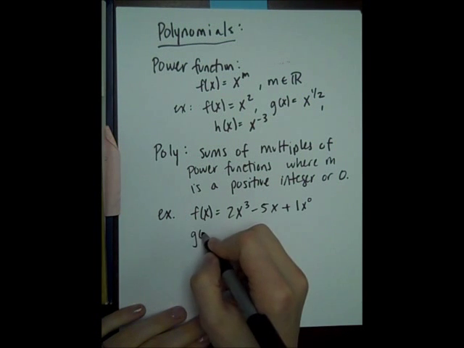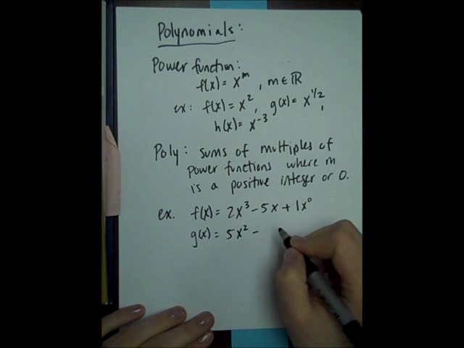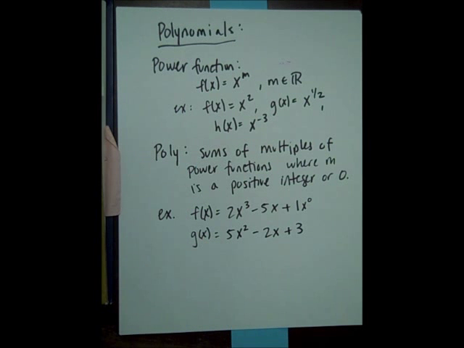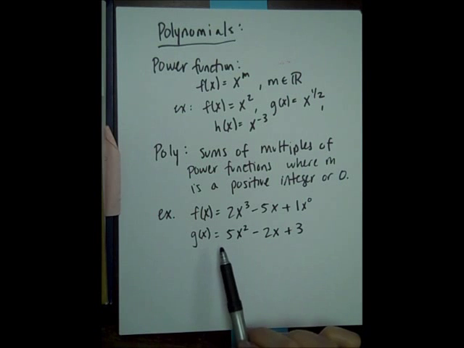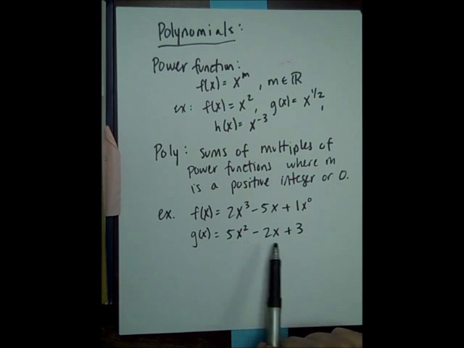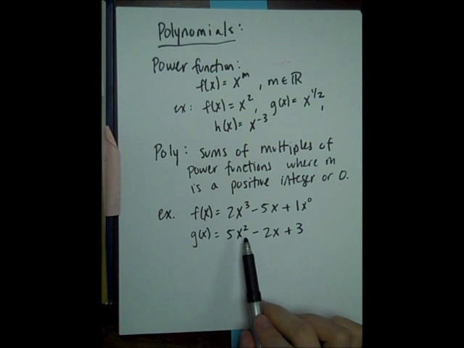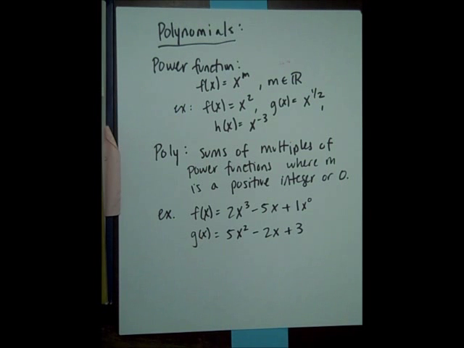Could also have something like, let's say g of x is 5x squared minus 2x plus 3. That's also a polynomial. So this is multiples. So my 5, my -2, and my 3, those are the multiples. And then I'm adding them all together or subtracting, which is really the same thing. And every power is a positive integer or it's 0. So the integer here is 1. We don't write it, but that is a positive integer.